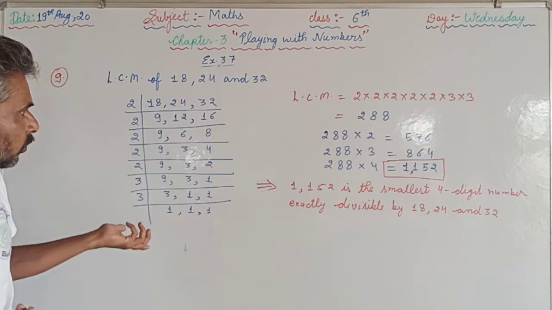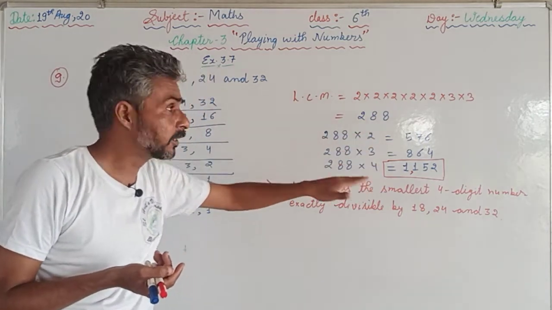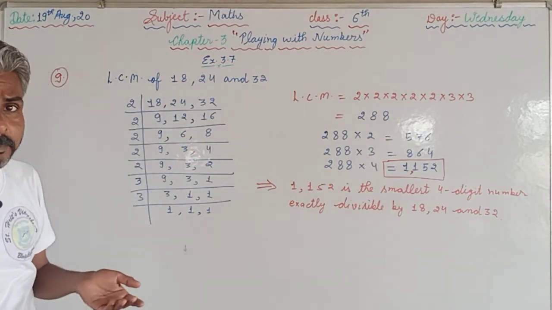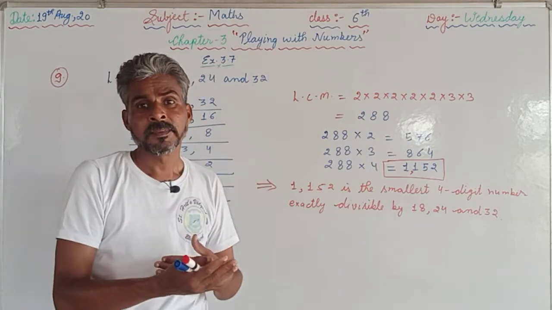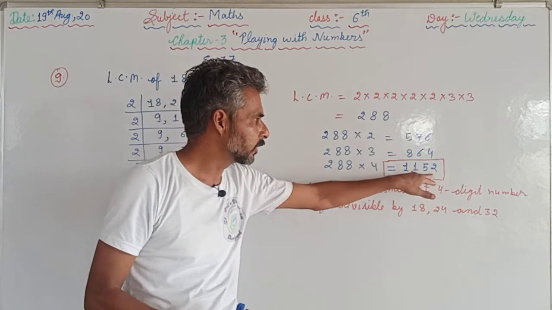As in this question, we found first of all the number that is 288. 288 is exactly divisible by 18, 24 and 32. Then we are supposed to find the 4-digit number. But this is a 3-digit number, so we will keep multiplying by 2, 3, 4, 5, 6, 7 until we get the 4-digit number.